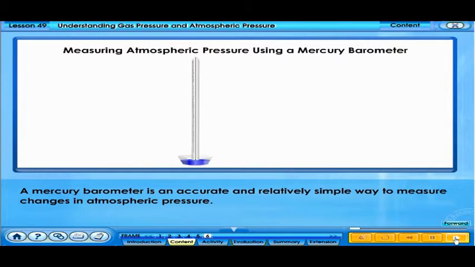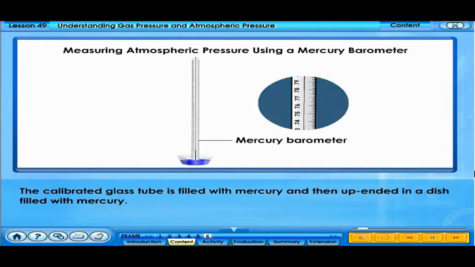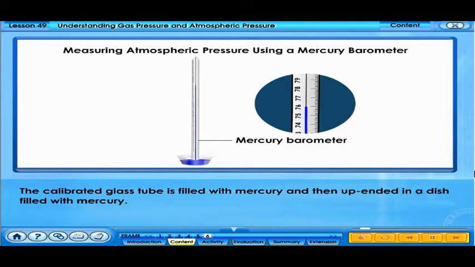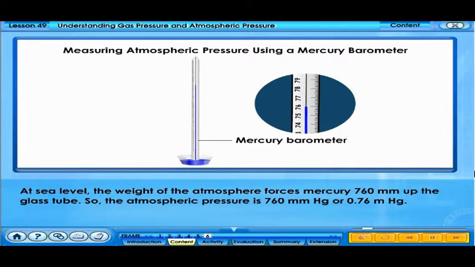A mercury barometer is an accurate and relatively simple way to measure changes in atmospheric pressure. Fill a glass tube with mercury and then upend it in a mercury dish. At sea level, the weight of the atmosphere forces mercury 760 millimeters up the glass tube. So, the atmospheric pressure is 760 millimeters of mercury, or 0.76 meter of mercury.